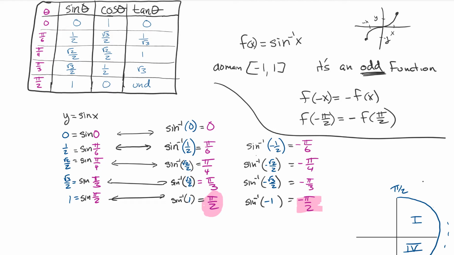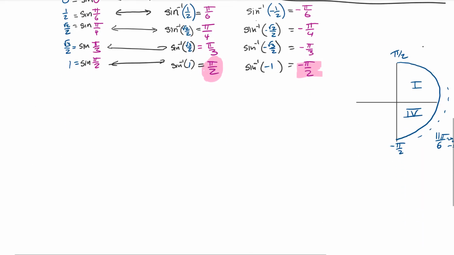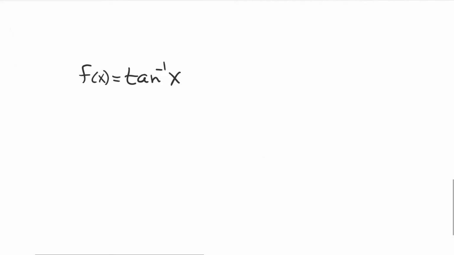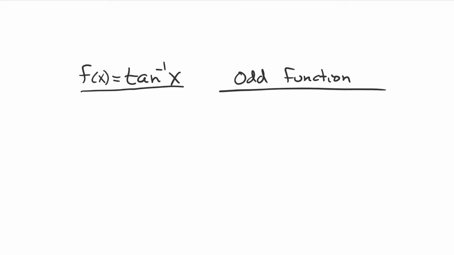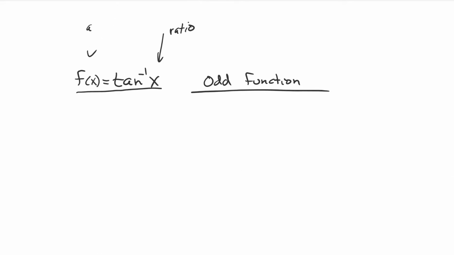Now I'm going to run it through with tangent. We say that f of x is equal to tangent inverse of x. This is also an odd function. What we have here is, this is our angle. Inverse is our angles. That's our ratio that we'd be popping in. We have our common values that we can write. So let's do it. See if we can follow along.